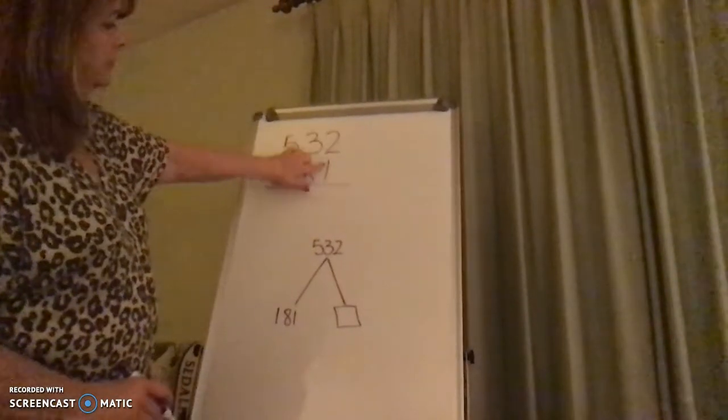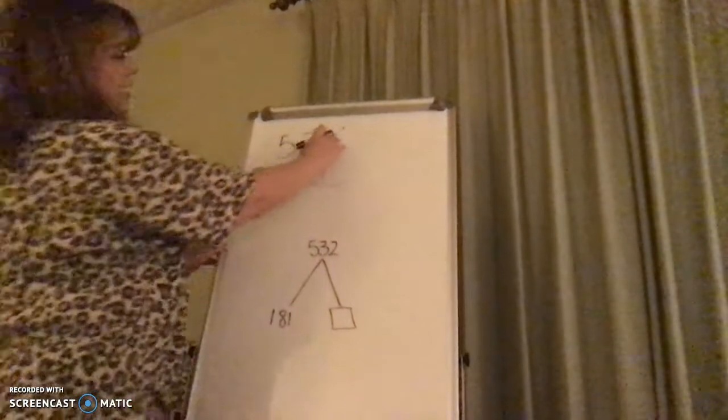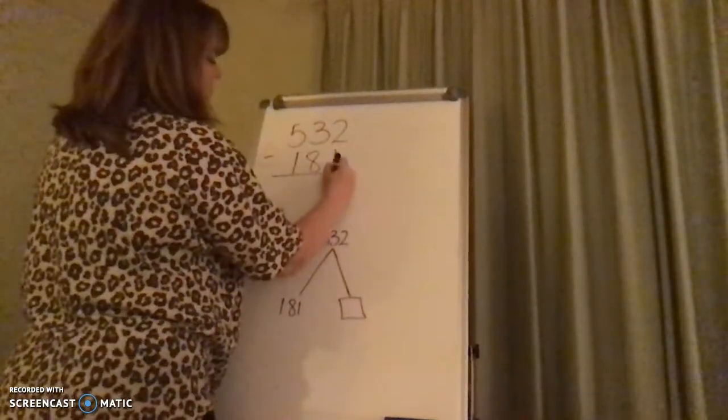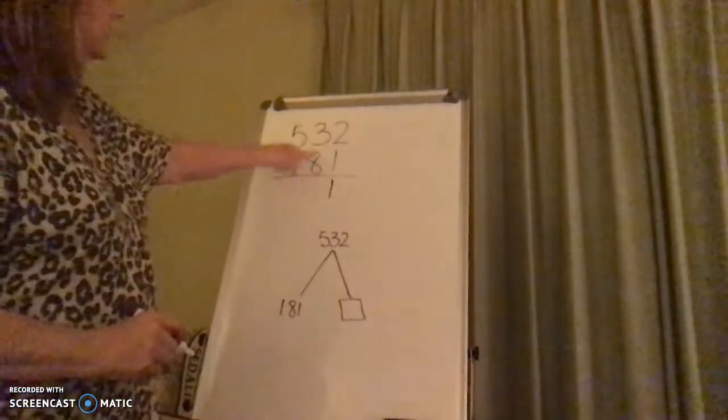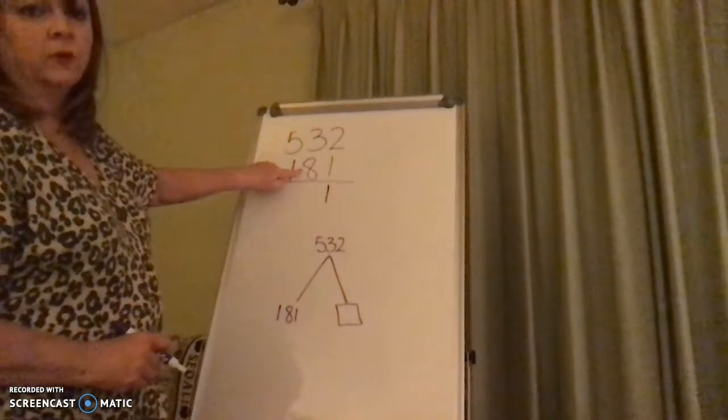I have 2 on the top, 1 on the bottom. Do I have more on the top or more on the floor? I have more on the top. No need to stop. 2 minus 1 equals 1. Then I'm going to look at the tens column. Do I have more on the top or more on the floor? I have more on the floor.